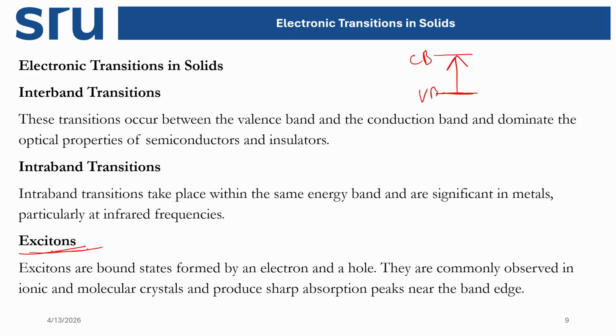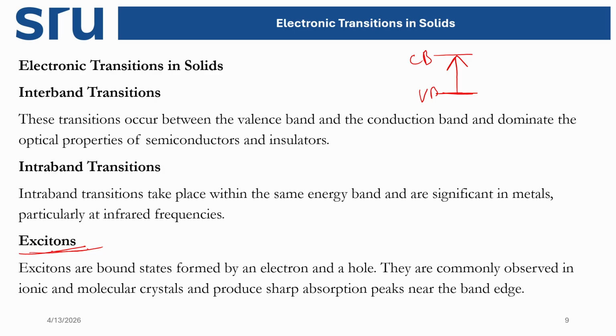So what kinds of transitions are we looking for here? They are called interband transitions, intraband transitions, and excitons. In interband transitions, the transition happens from the valence band to the conduction band. But if the transition takes place within the same energy level, we call that process intraband.